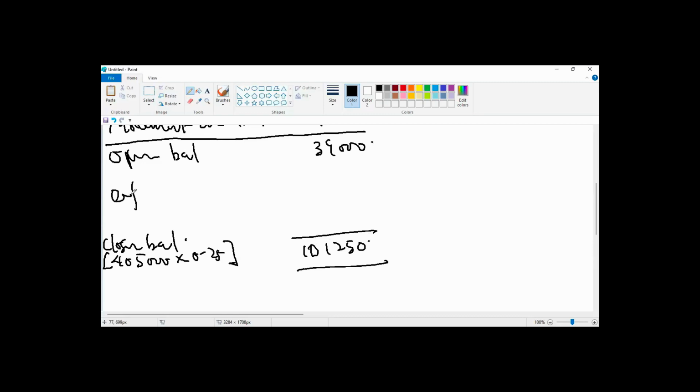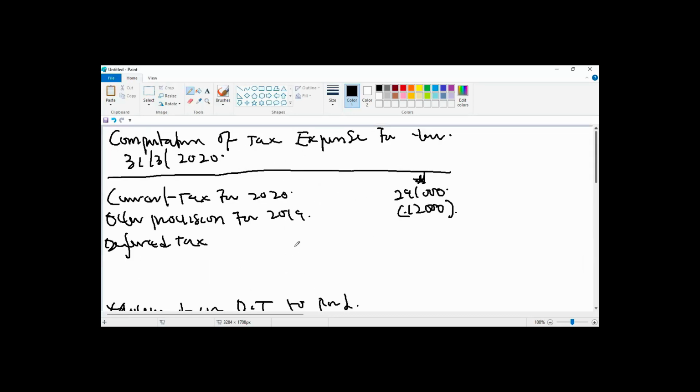I will now compare. Is it a deferred tax charge or credit? It's a charge because it's increasing. How much is the charge? 101,250 minus 39,000 is 62,250. That's all for the tax expense.